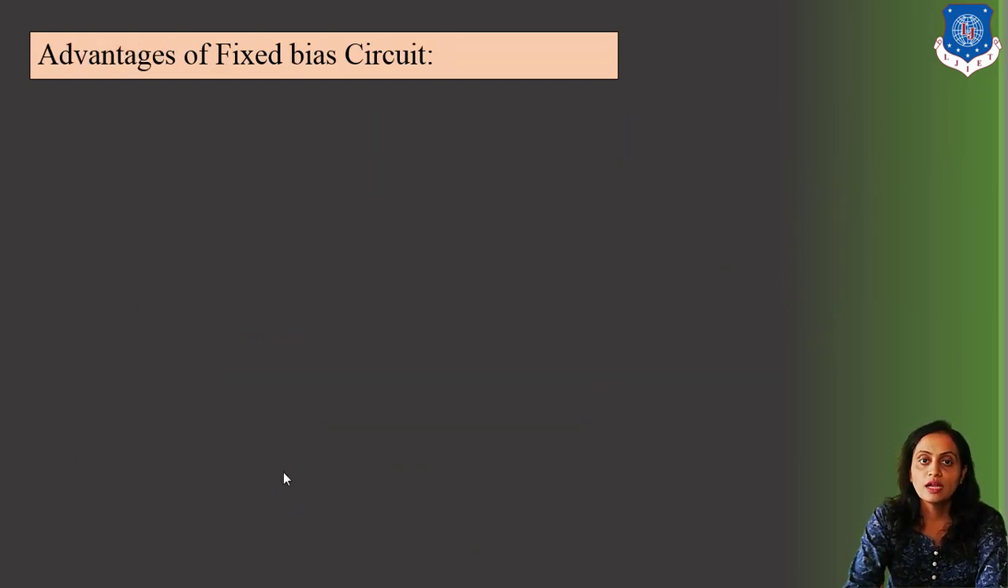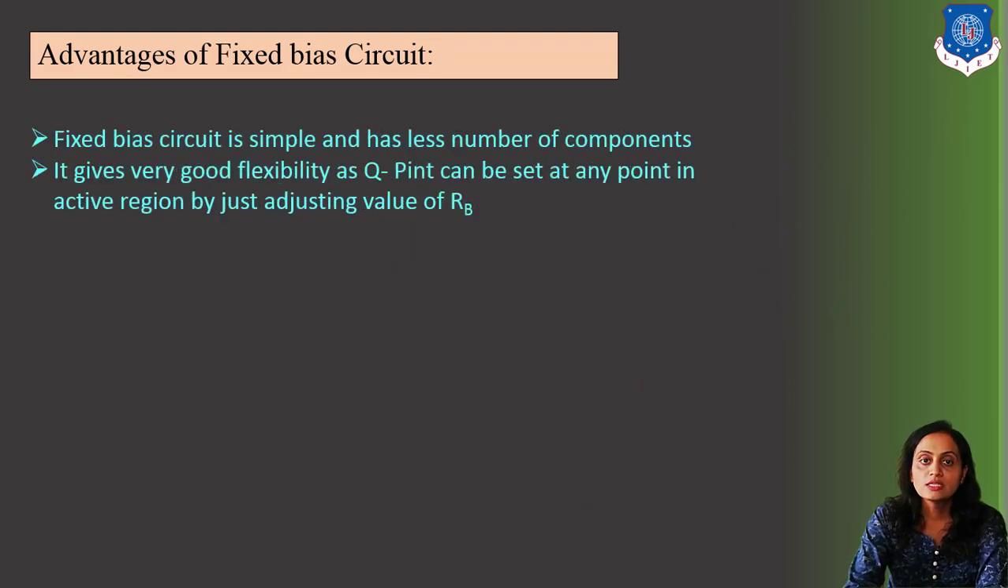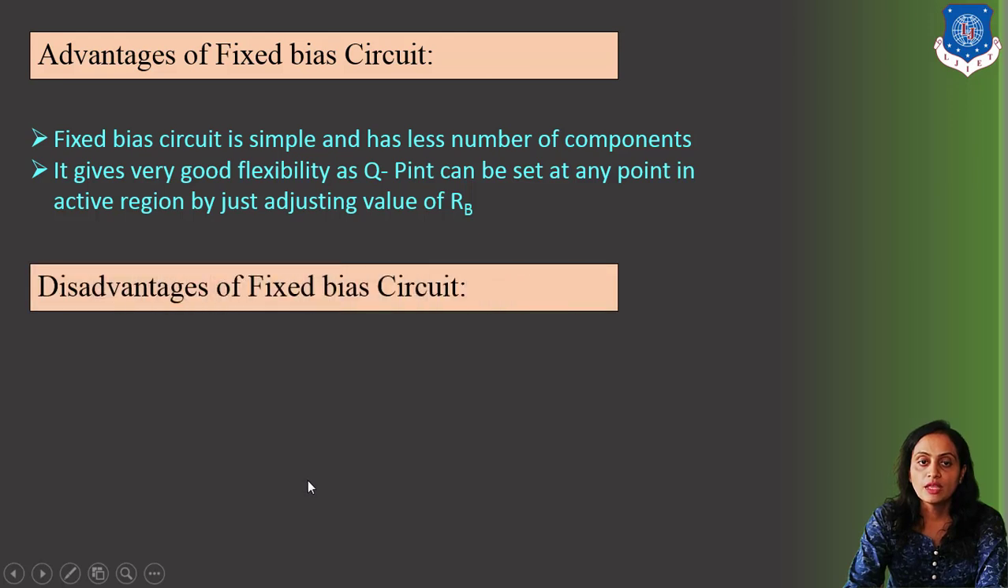So there are some advantages of the fixed bias circuit. One is that the fixed bias circuit is simple and has a small number of components, and it gives very good flexibility of the Q point, and it can be set anywhere in the active region just by adjusting the value of RB.